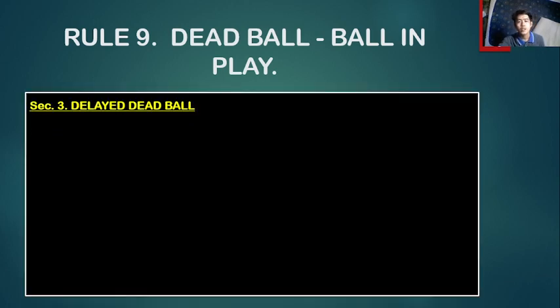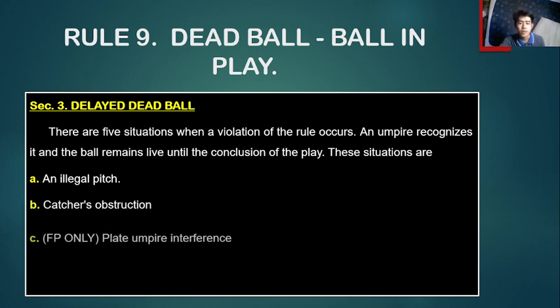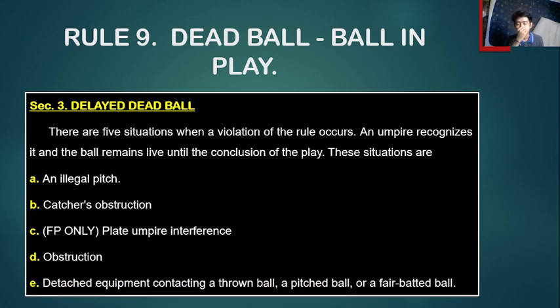Next is for the section 3, delayed dead ball. So there are 5 situations when a violation of the rule occurs, an umpire recognizes it, and the ball remains live until the conclusion of the play. These situations are: una, an illegal pitch, kakaroon ng delayed dead ball. Second is the catcher's obstruction. Third is for the FP plate umpire interference. Pang-apat is the obstruction. And lastly, the detached equipment contacting a thrown ball, a pitch ball, or a fair batted ball.